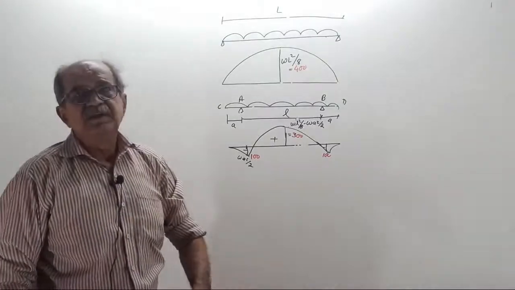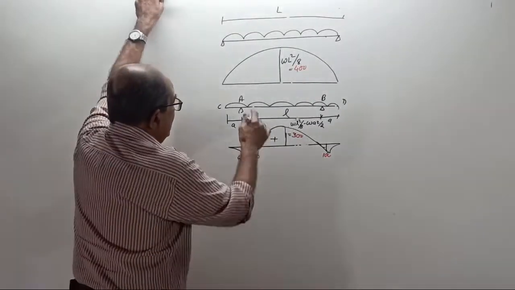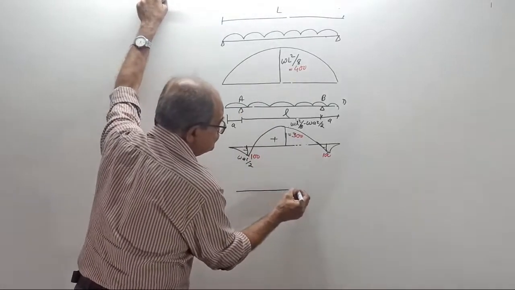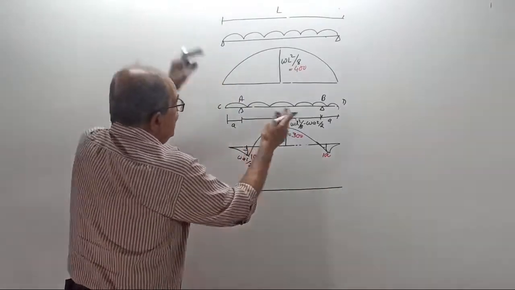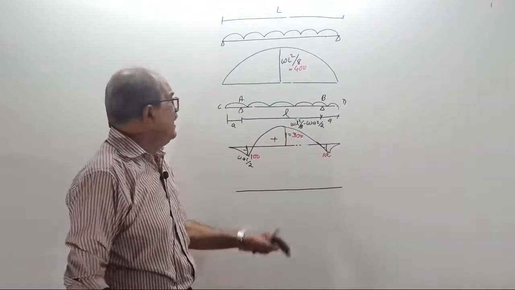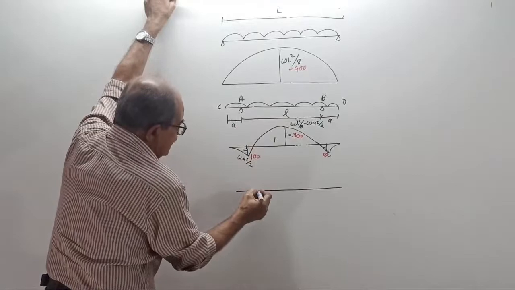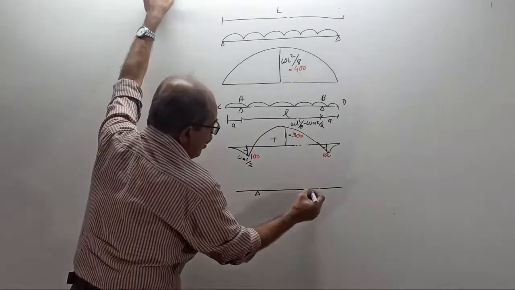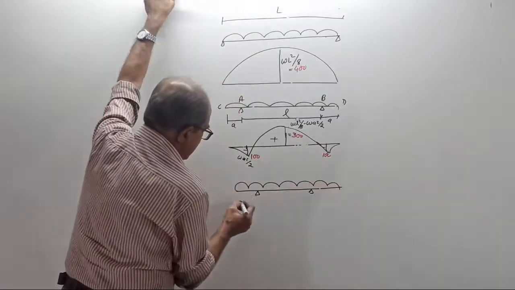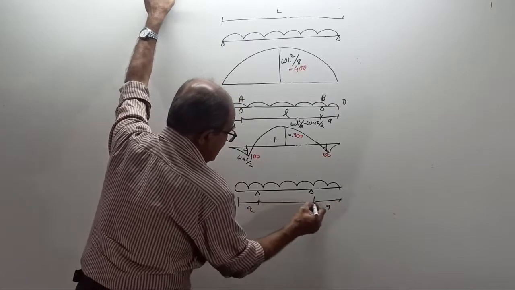300. So design BM is reduced, or economy. Now that way, if we continue, this is a small overhang. Suppose you increase the overhang further and decrease the span between supports. Move the supports inside a little more and a little more. Then one particular value is there.